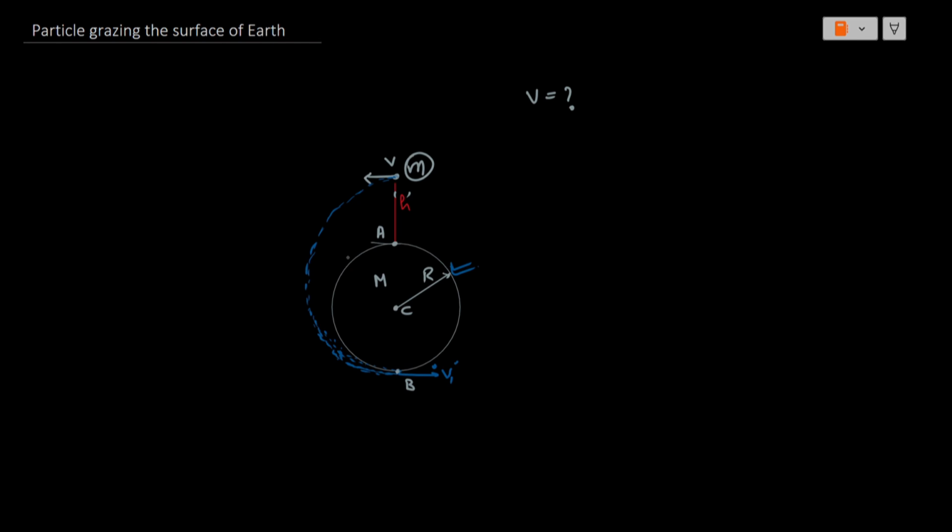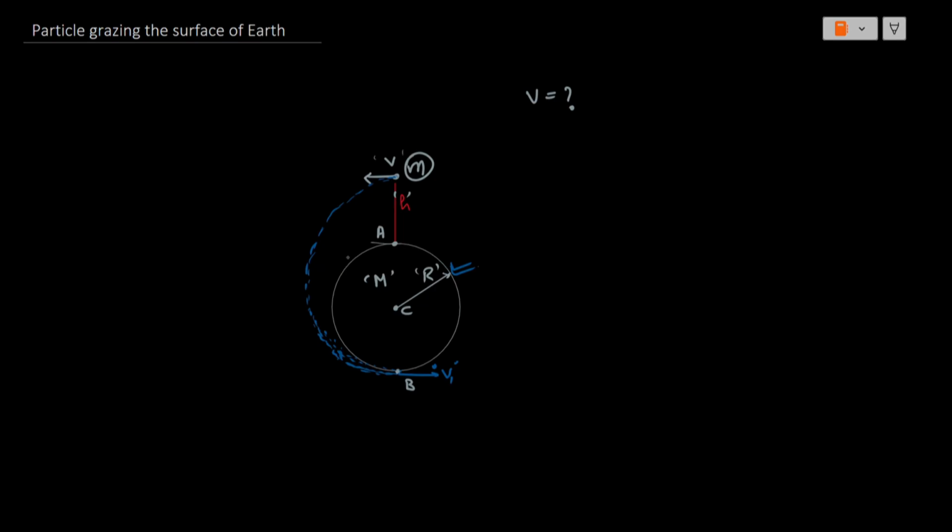Today we have a situation based on gravitation, and in the scenario today we are given a particle of mass small m, which is situated at a height small h from the surface of the earth of mass M and radius capital R. And we are to find the velocity v such that the particle is tangentially grazing the surface of the earth at the diametrically opposite end B, right?